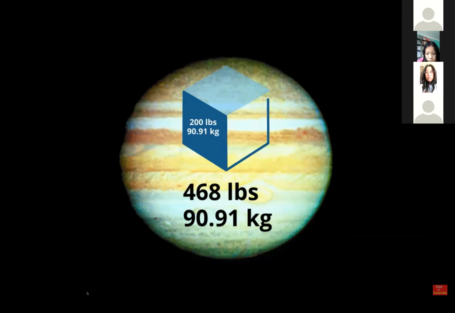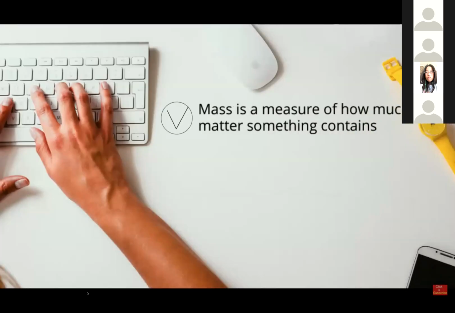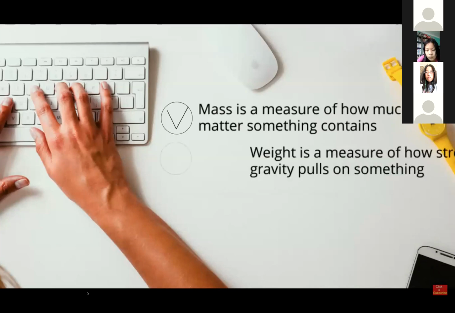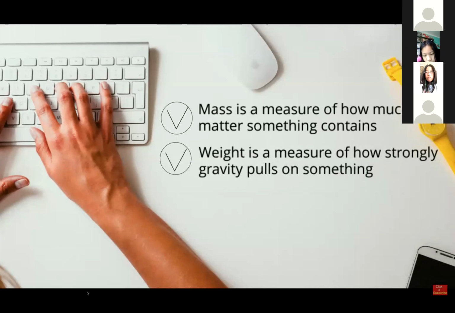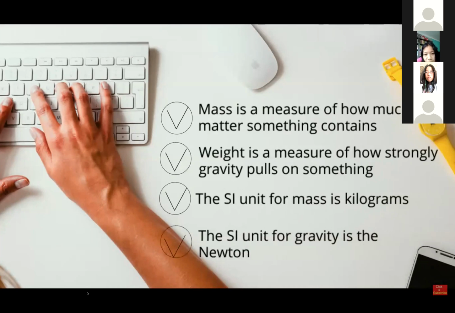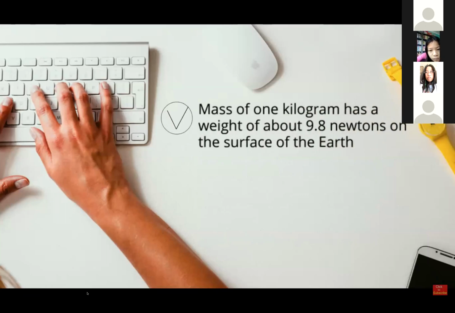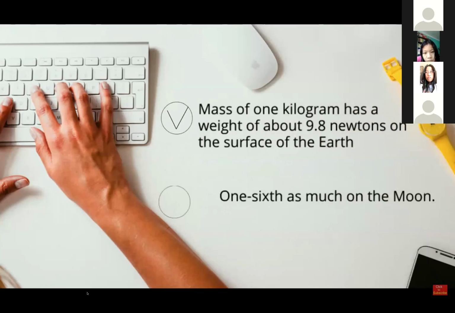So in conclusion, mass is a measure of how much matter something contains, which equals the number of atoms in it. Weight is a measure of how strongly gravity pulls on something. The SI unit for mass is kilograms. The SI unit for weight is the newton. For an example, an object with a mass of 1 kilogram has a weight of about 9.8 newtons on the surface of the Earth and about 1/6 as much on the moon.